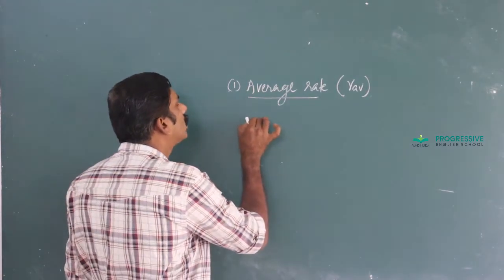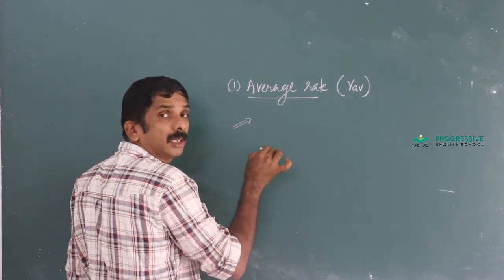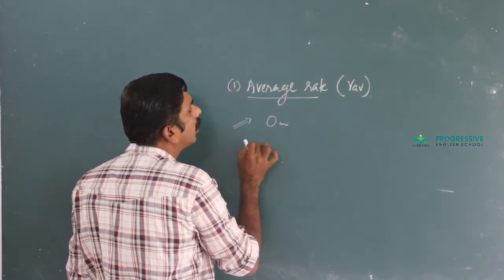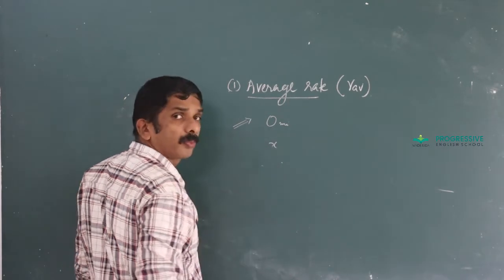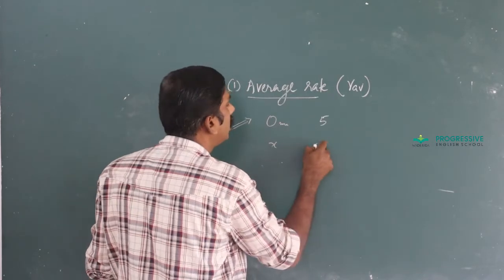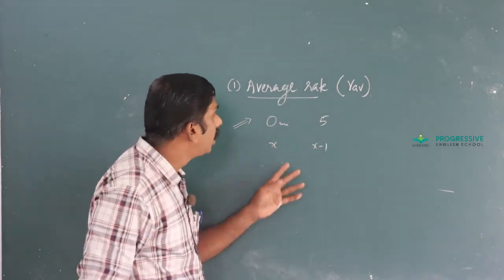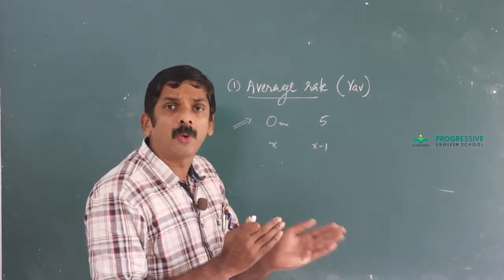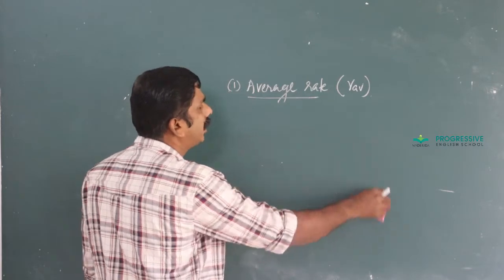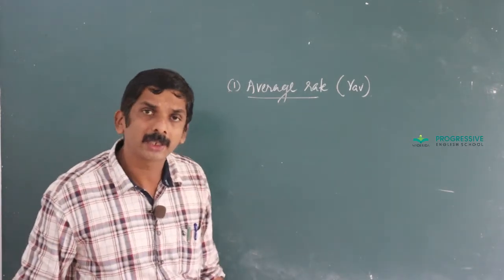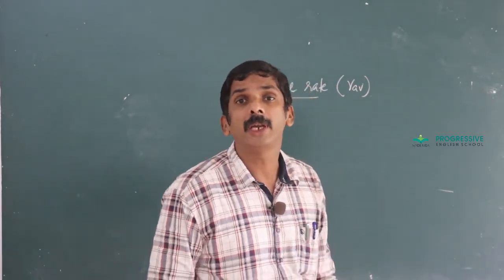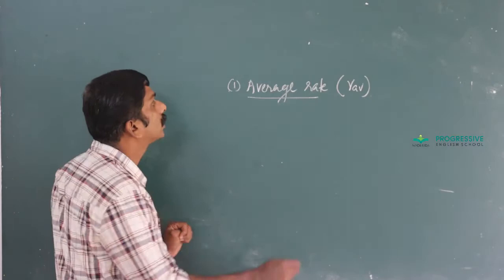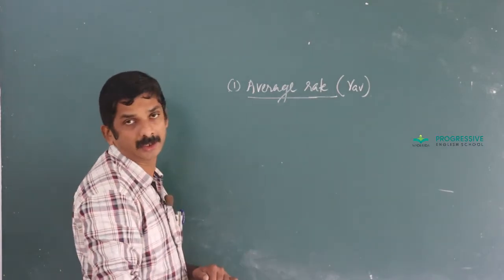Suppose the initial concentration, that is at 0 minute, the concentration is say x. After 5 minutes it is x minus 1, like that. Between 0 to 5 minutes, what is the rate of a reaction? That is called the average rate. Once more, average rate means the rate of a reaction during a definite time interval.